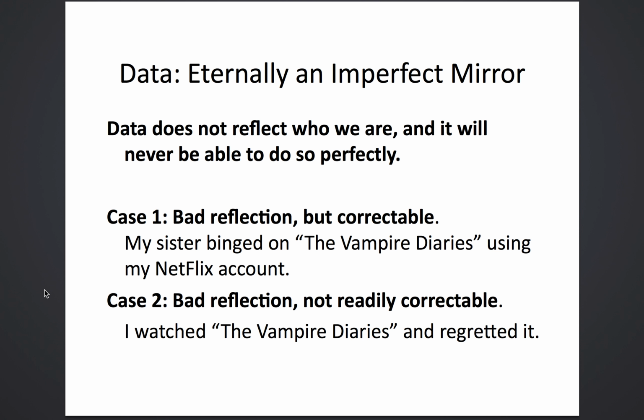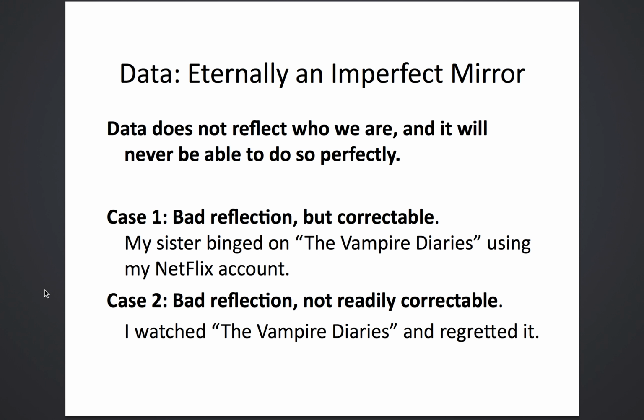Because data does not reflect who we are, and it will never be able to do so perfectly. Okay, so we're stuck with data as being an imperfect mirror, and a lot of people I talk to who are working in the field will acknowledge that data is an imperfect mirror, but they'll see it as somehow fixable, or that we're converging to a point where data does reflect who we are. And it's really important to understand that that's not the case.